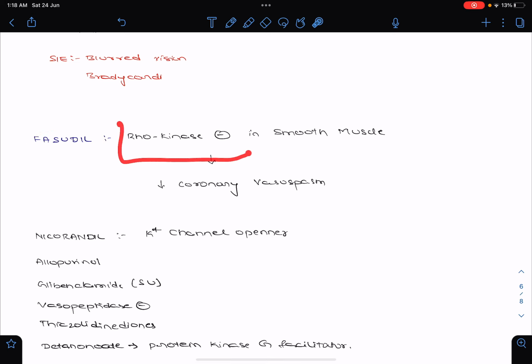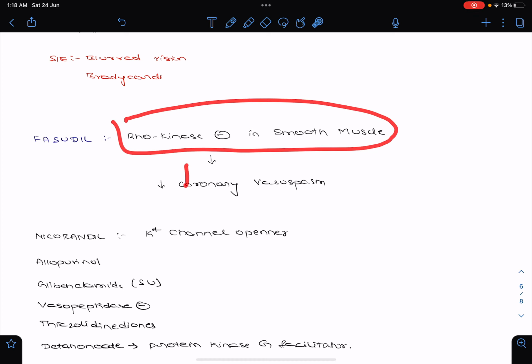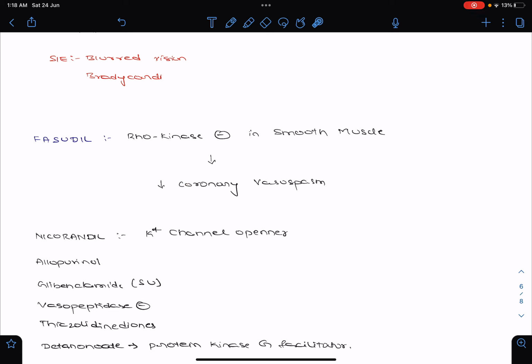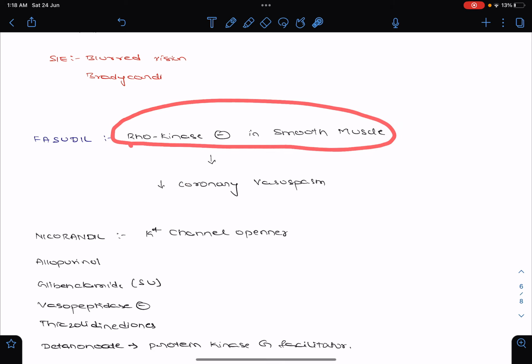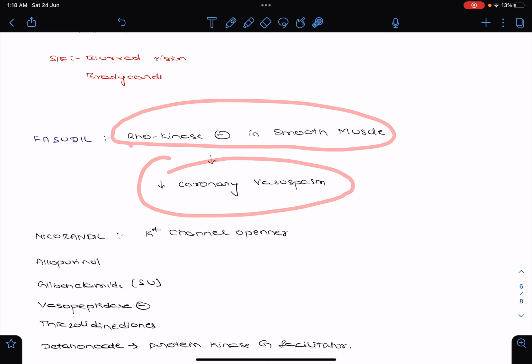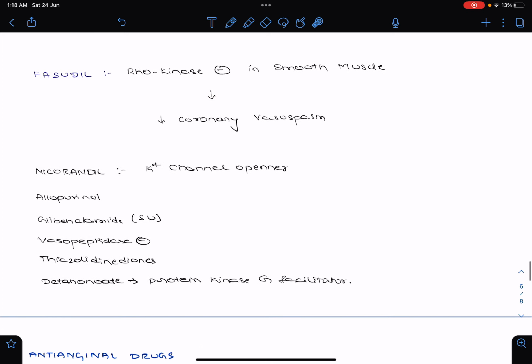So next we have fasudil. Fasudil is a Rho kinase inhibitor. This Rho kinase is present in the smooth muscles, which are located in the coronary blood vessels. So it inhibits the Rho kinase activity in the smooth muscle, thereby it decreases coronary vasospasm.